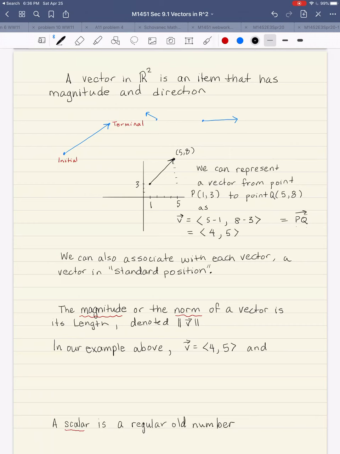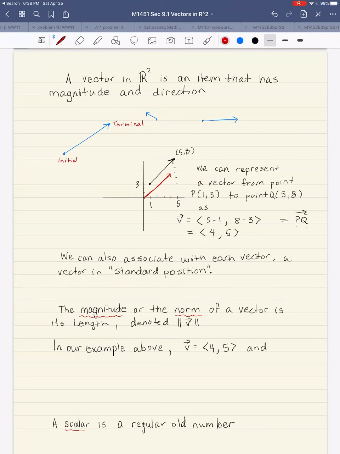We can also draw what's called a vector in standard position that corresponds to this. For that one, we would just start at the origin and go to the right 4 and up 5. So to the right 4 and then up 5, that's 3, 4, 5. And so here's that vector in standard position. It would be parallel to the vector from 1, 3 to 5, 8, but it would have its initial point at the origin. That's called a vector in standard position.